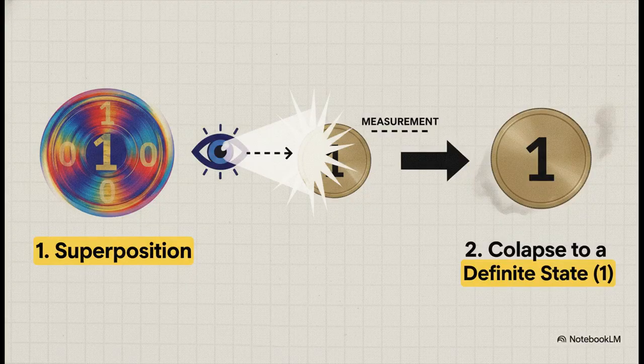But, and this is a huge but, here's the catch. The second you try to measure that qubit, the moment you basically slap your hand down on that spinning coin, it's forced to choose. It snaps out of that beautiful, fuzzy superposition and becomes just a plain old definite state, either heads or tails, a 0 or a 1.